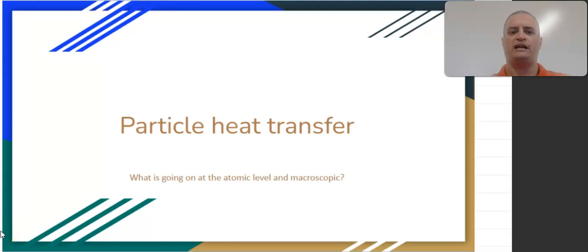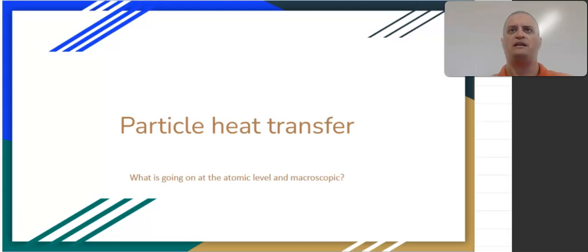Hello, we're going to be looking at particle heat transfer. This is where heat transfers in the macroscopic world, with what we can see, and the atomic world, with what we can't see, and how this actually occurs. There's going to be three parts: the modeling, which is drawing, the description, which is describing, and the explanation, which is explaining why this actually occurs. All three parts are what we're trying to get to.